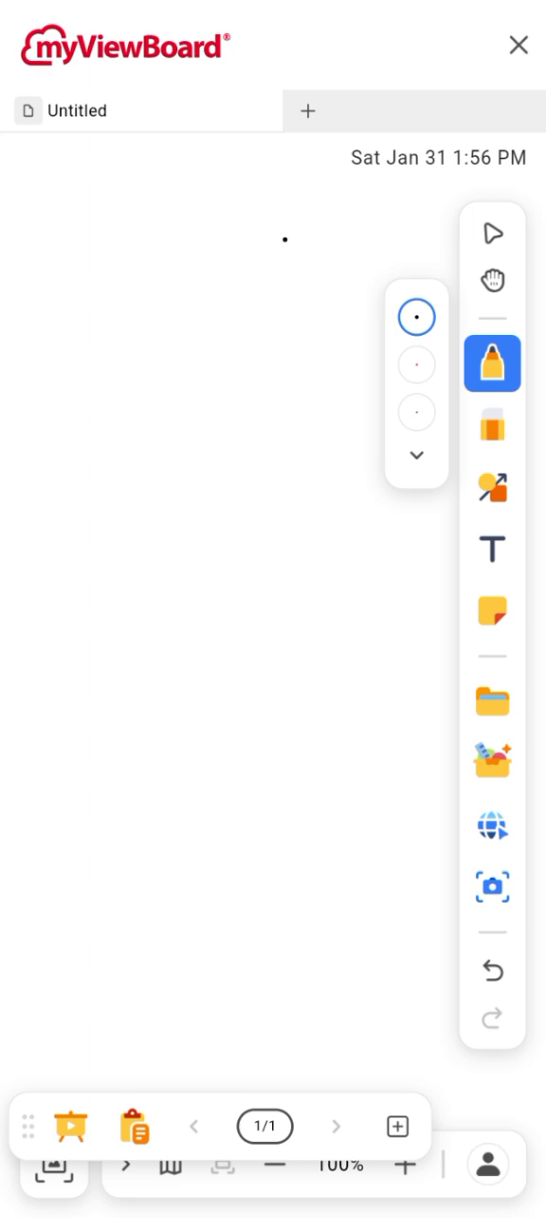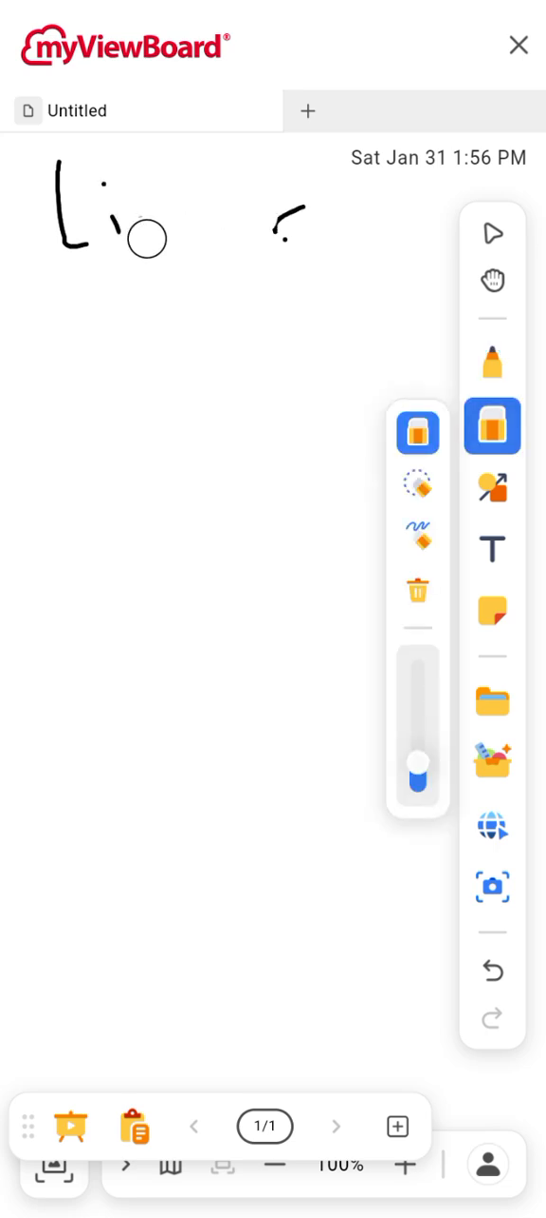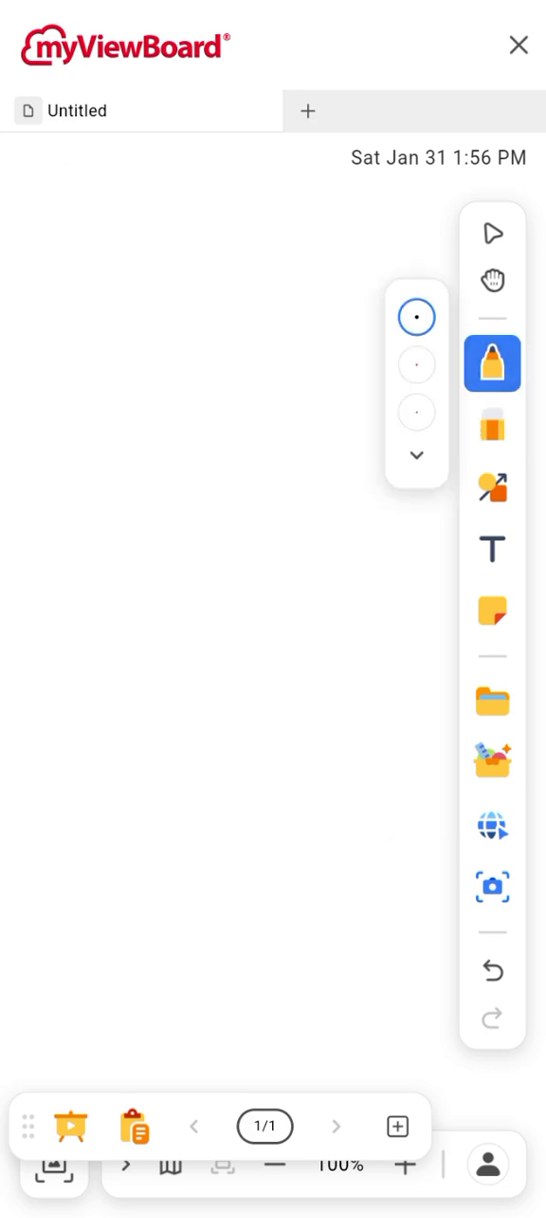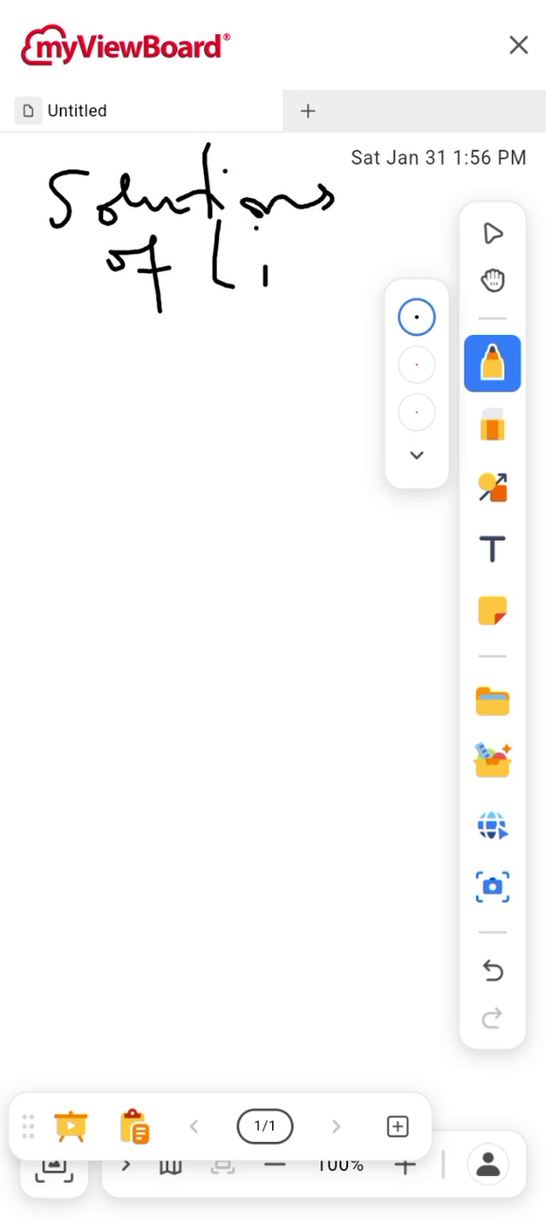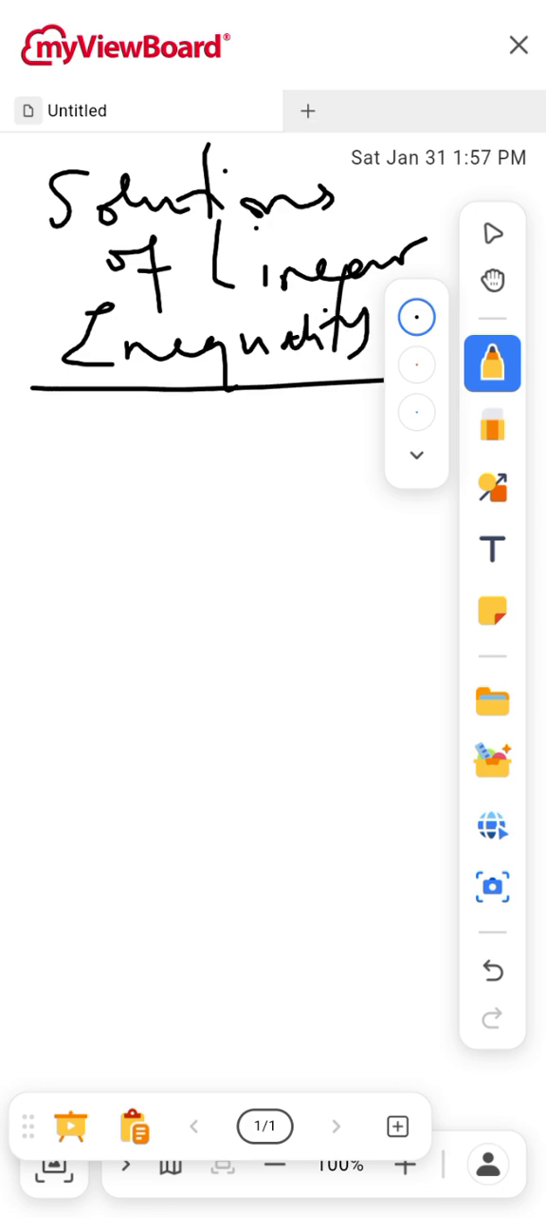This afternoon, we'll be having a continuation video of our linear inequality. We'll be talking about solutions. In our previous class, we talked about how to represent linear inequality on a number line. So we'll be talking about solutions of linear inequality. When you have it in an equation form, how do we go about it?